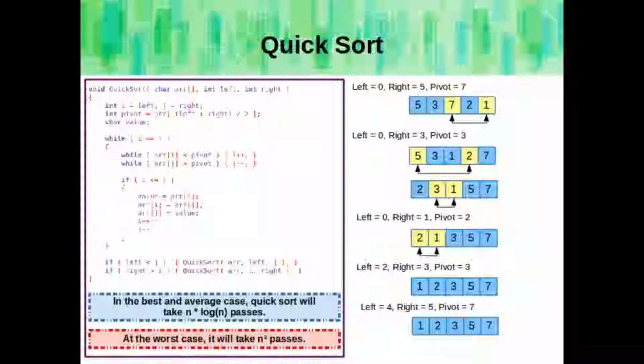The quick sort uses recursion to iterate over all of the items in the array. In the best and average cases, the sort will take n times log n passes, and at worst case it will take n squared passes.